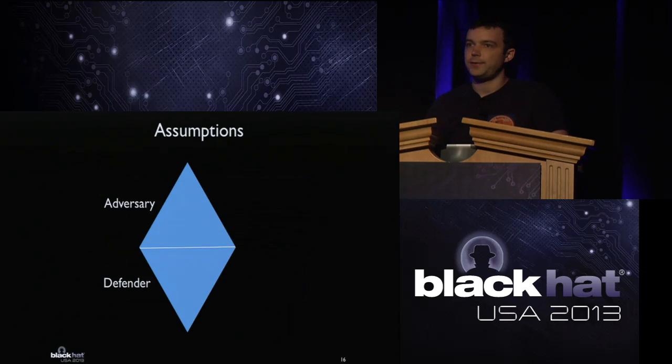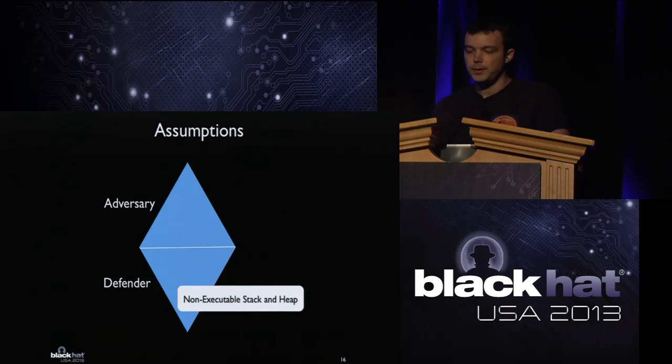Before I get into the details of how JIT-ROP actually works, let's talk about some assumptions. On the defender side, or the vulnerable application that we're trying to protect, we assume a non-executable stack and heap. This essentially means that the adversary is not able to directly inject code to execute as a payload. Instead, they have to make use of some code reuse strategy.